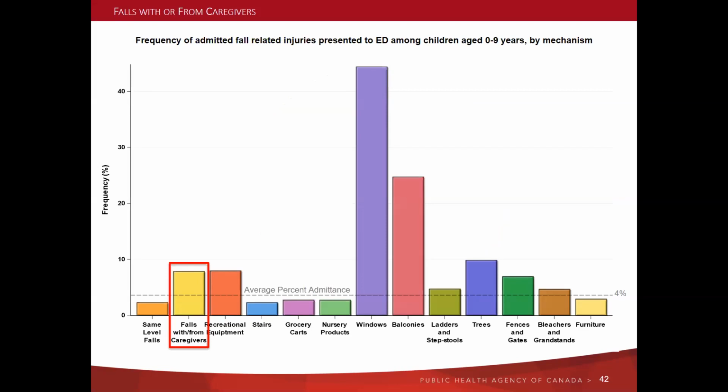So when compared to the average percent admittance, which is approximately 4%, injuries resulting from falls with or from caregivers are frequently more serious. In fact, this mechanism has a percent admittance that is twice that of the average, so about 8%.